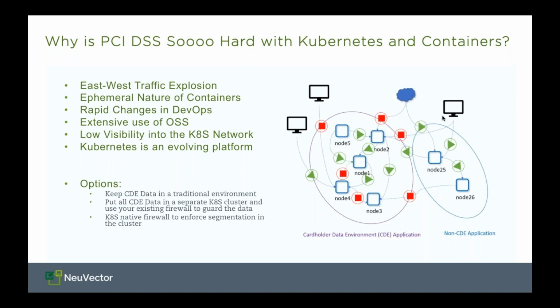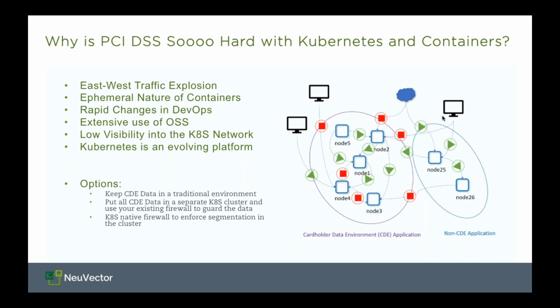So what are your options out of the gate to run a PCI compliant environment with Kubernetes? The first option is by far the most conservative option, which is don't do anything. Just keep all your compliant data, your cardholder data, in a traditional environment, and don't handle anything with Kubernetes that has anything to do with cardholder data, right? That's the very conservative approach here.